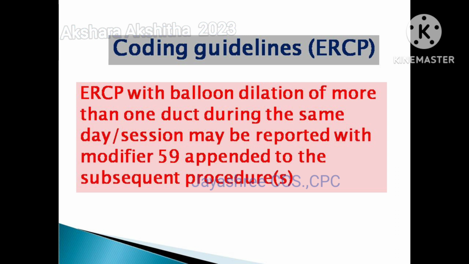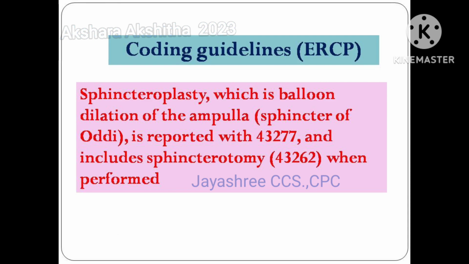Okay. Next point is sphincteroplasty, which is balloon dilation of the ampulla. Code is 43277, and it includes sphincterotomy. So sphincterotomy we should not bill with sphincteroplasty. The sphincterotomy CPT code is 43262. The sphincteroplasty CPT code is 43277.